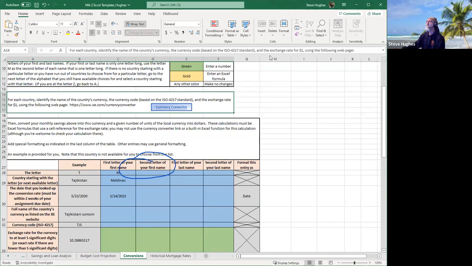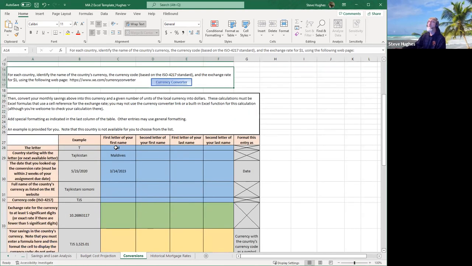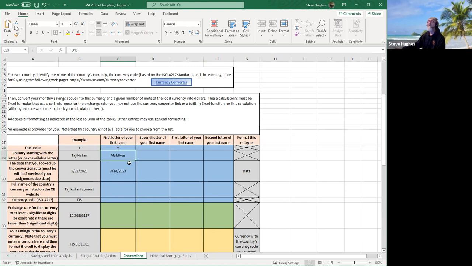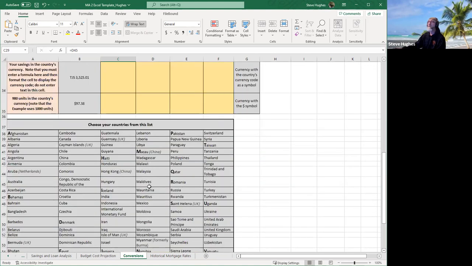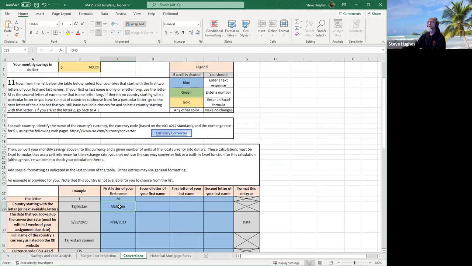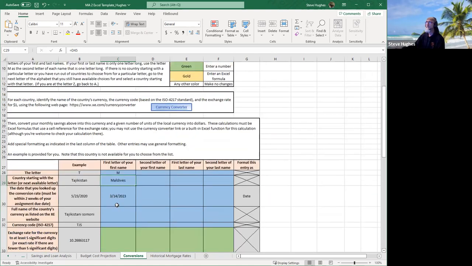All right, next. My name here, remember, was Math Whisperer. So M is the first letter of my name. I chose Maldives. How did I do that? I just went down here and looked at what cell it was in. There it is, D45. That's all I did. I didn't retype it because I'm a little bit lazy here, right? I just typed in equals, clicked on cell D45. There it is.